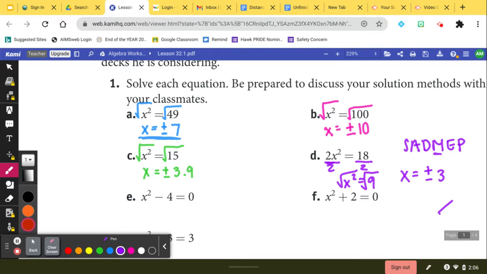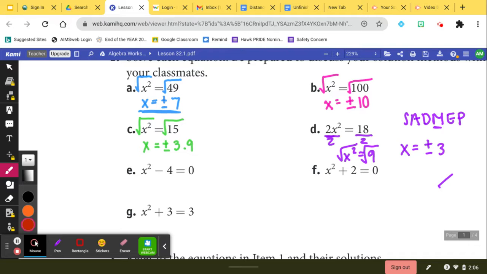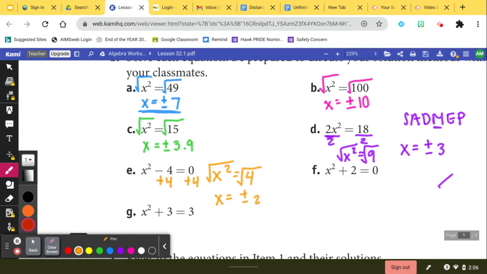Again, same thing with E, F, and G. I need to get the x squared on its own. So for E, I would need to add 4 to both sides. So I'd get x squared is equal to 4. Now I can undo that exponent, so I can square root it. So x would equal the positive or negative version of 2. I can do the same thing with F. Let's use yellow. I would subtract 2, subtract 2.